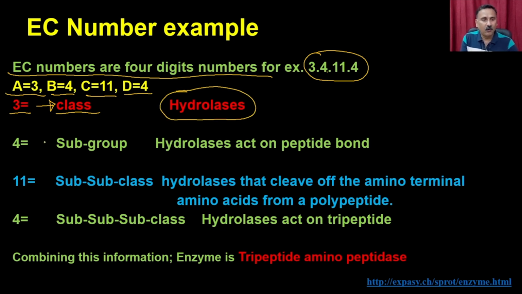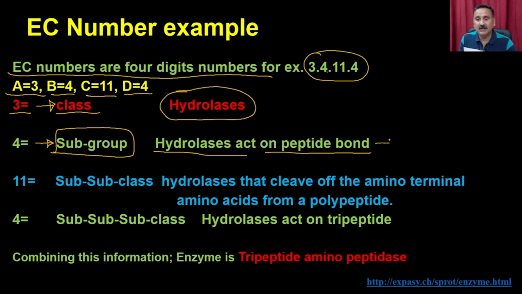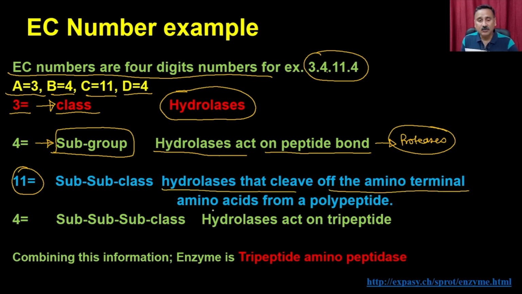If the B is 4, which means it is actually denoting the subgroup, right? So the subgroup 4 within the 3 is belonging to the hydrolases that act on the peptide bond, which means all these are actually the proteases which are going to work on the peptide bonds. Then if you have the C, which is 11, which means the subclass is 11, then these are the hydrolases that cleave off the amino terminal amino acid from a polypeptide. Okay, so that is the kind of information.